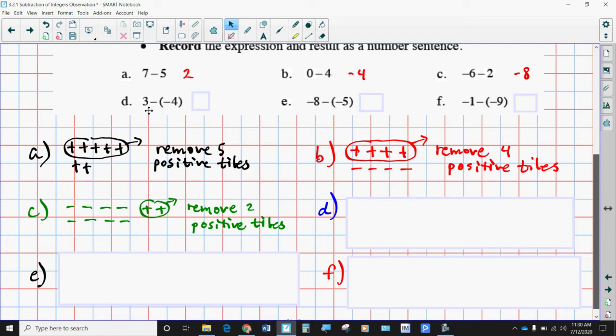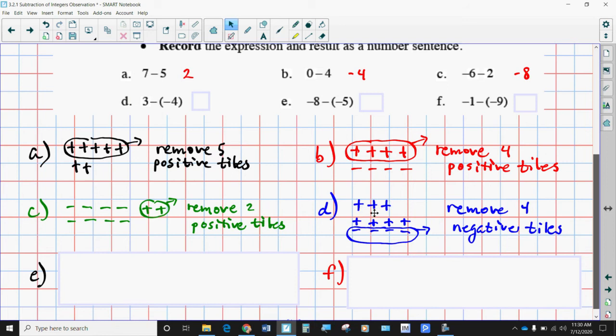How about this one? You started with 3 positives, but you have to take away 4 negatives. Well, if you don't have 4 negatives to take away, you're going to have to add some 0 pairs. So we start with our 3 positives and then 4 0 pairs. So 3 plus 0 plus 0 plus 0 plus 0 is 3. But now that we have 4 0 pairs, we have enough negatives to remove the 4 negative tiles. So 3 minus a negative 4 ends up giving us an answer of 1, 2, 3, 4, 5, 6, positive 7.